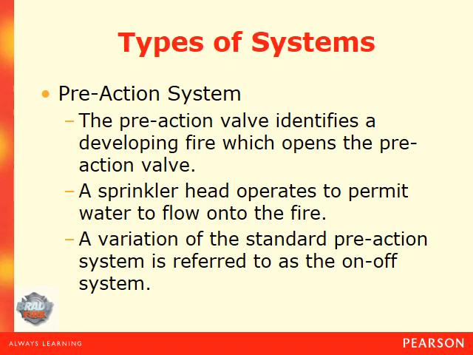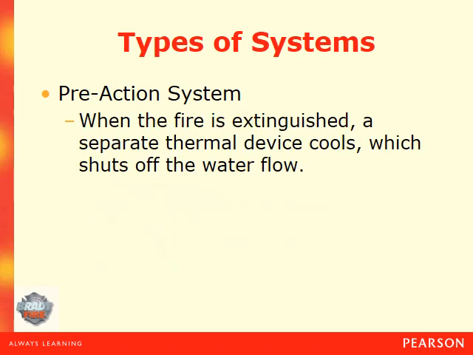The pre-action valve identifies a developing fire, which opens the pre-action valve. A sprinkler head operates to permit water to flow onto the floor. A variation of the standard pre-action system is referred to as the on-off system. When the fire is extinguished, a separate thermal device cools, which shuts off the water flow.